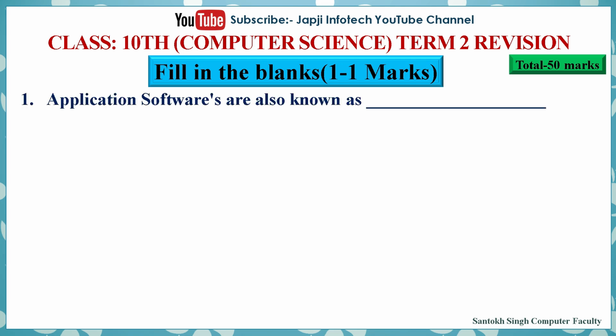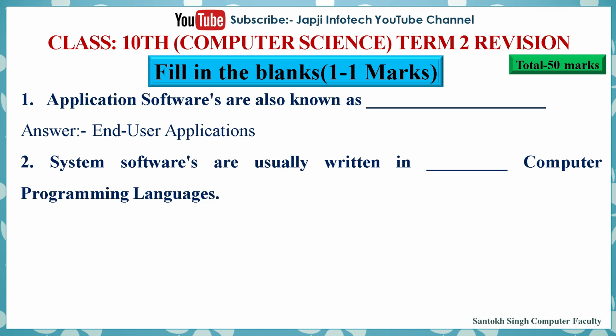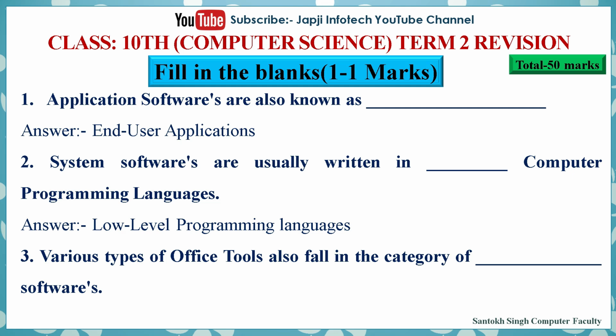The first question is, application software is also known as dash, and the right answer is application software is also known as end user application. The second question is, system software is usually written in dash computer programming languages, and the right answer is system software is usually written in low level computer programming languages. And the third question is, various types of office tools also fall in the category of dash software, and the right answer is various types of office tools also fall in the category of application software.